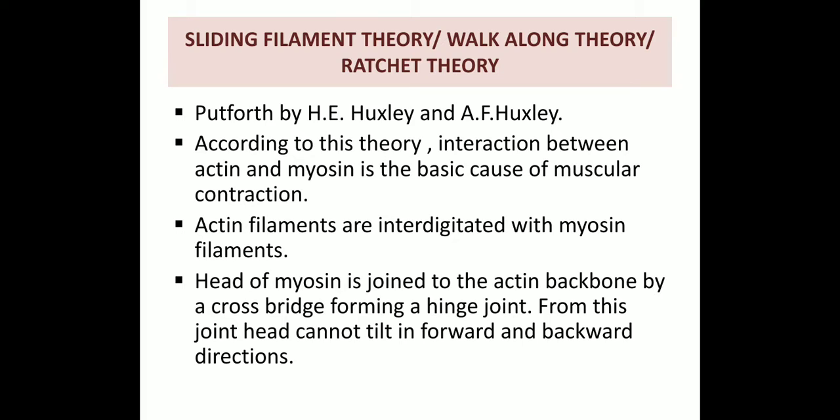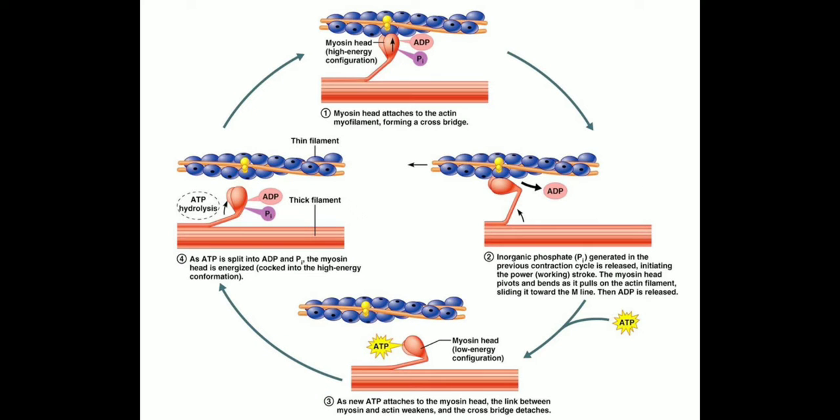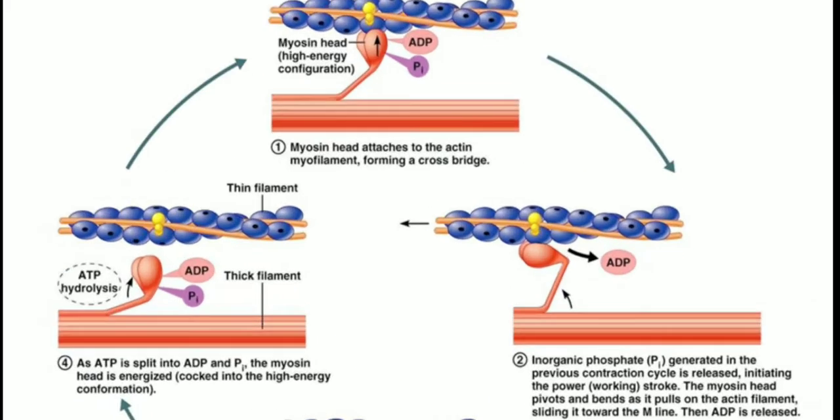The head of myosin is joined to the actin backbone by a cross bridge forming a hinge joint. From this joint, the head cannot tilt in forward and backward direction. So until it gets joined, until the energy is released, they will not be able to move. They will not show any movement in forward and backward direction. Let's study it in this particular picture.